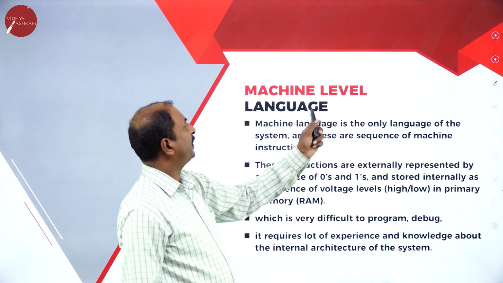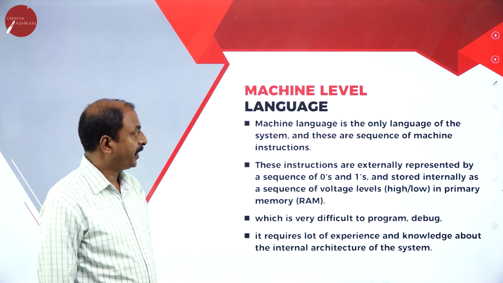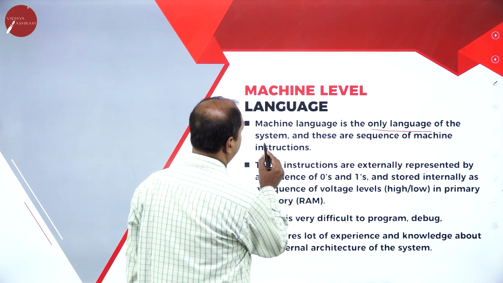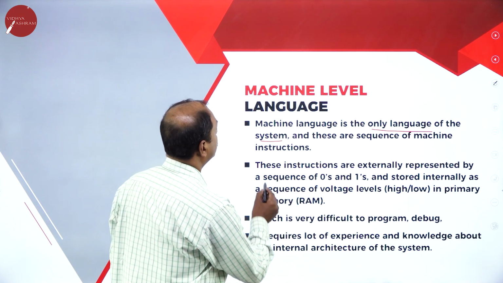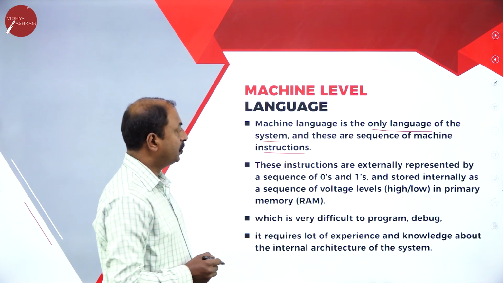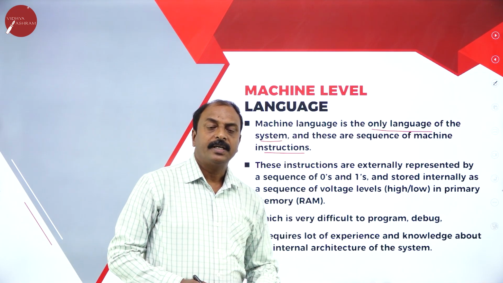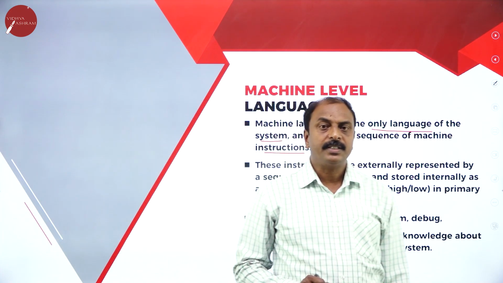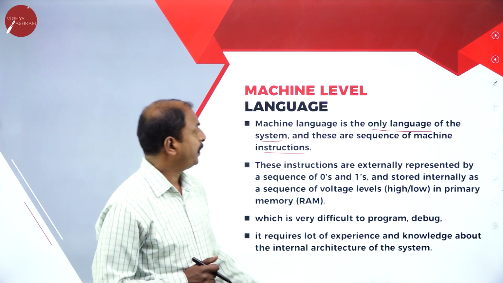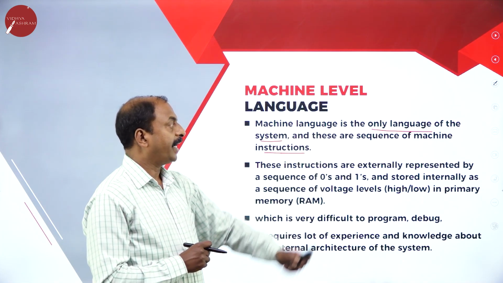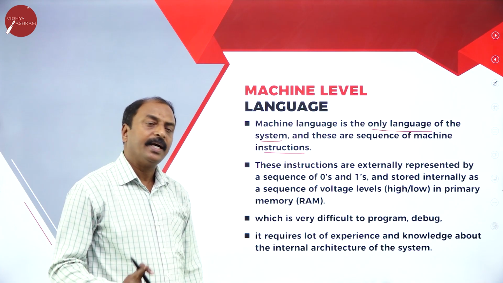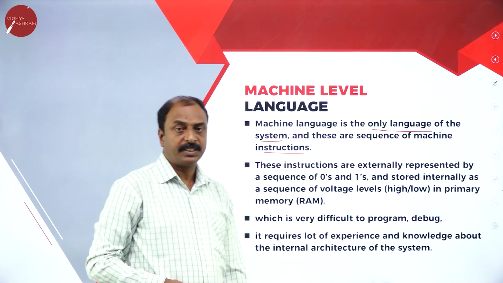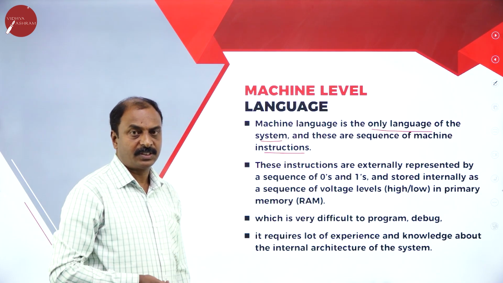First one is machine level language. So what is a machine level language? It is the only language of a system, and it is nothing but a sequence of machine instructions. It is the only language a computer can understand. The meaning of the sentence is that machine level language is the only language a computer can understand, and it is a sequence of machine instructions we use to instruct the computer system.